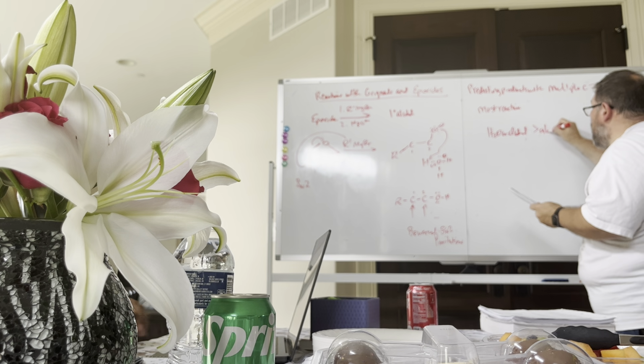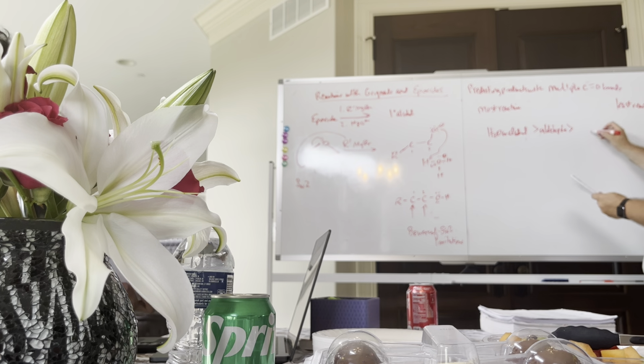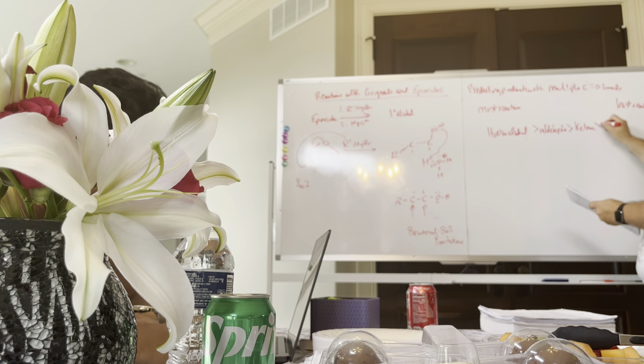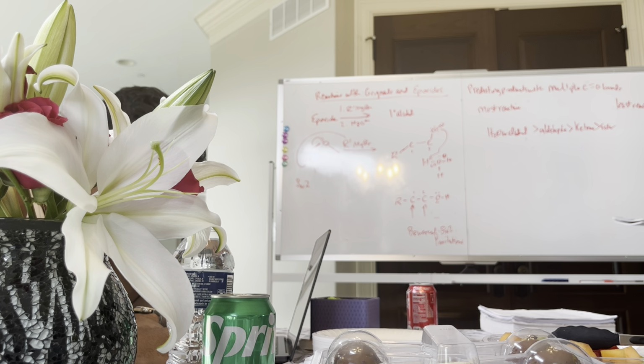Aldehydes, they're pretty reactive. We've seen that before. Ketones, esters, in order. So if you had a structure that had an aldehyde and a ketone in it, it would prefer to go after the aldehyde over the ketone if it could. That's H2O or alcohol.